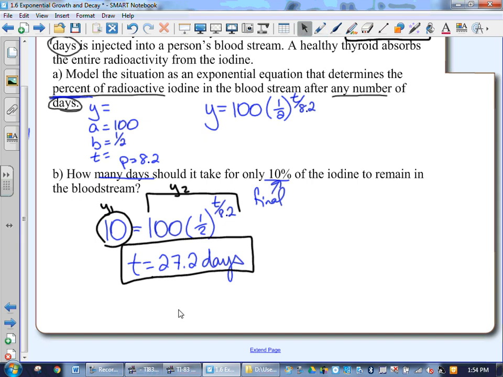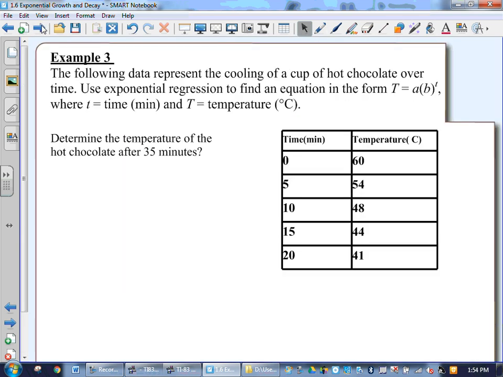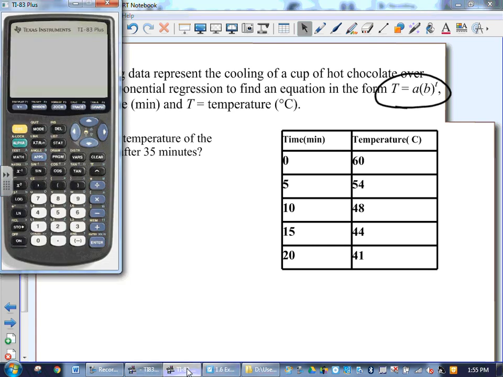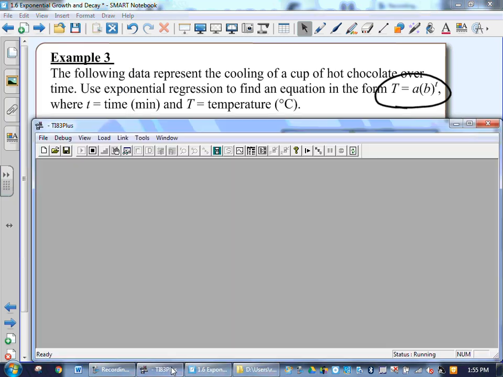In our third example, it's going to give us something completely different. It says the following data represents the cooling of a cup of hot chocolate over time. Use exponential regression to find an equation in the form T is equal to A times B to the power of t, where t is the time in minutes and capital T is the temperature in degrees Celsius. Determine the temperature of the hot chocolate after 35 minutes. Well, it gives us a table of values. If it gives us a table of values, we can enter that table into our calculator and let it do a lot of the work for us.